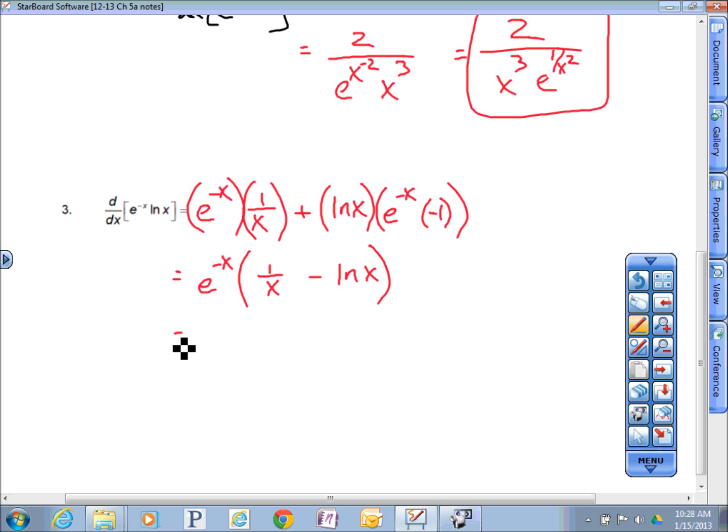And if you wanted to, we could do common denominator. We could write the e to the negative x in the denominator. So how about e to the negative x times 1 minus x natural log of x over an x, common denominator in there.